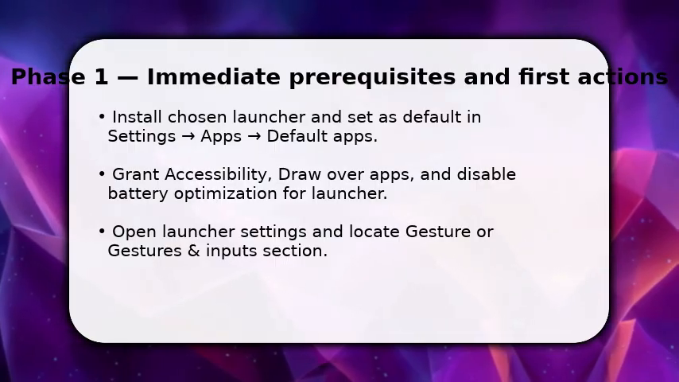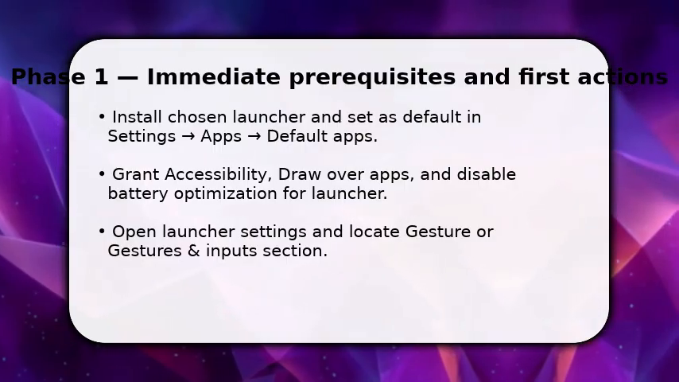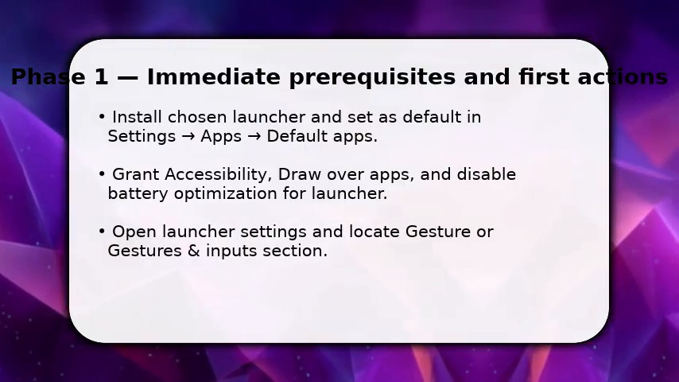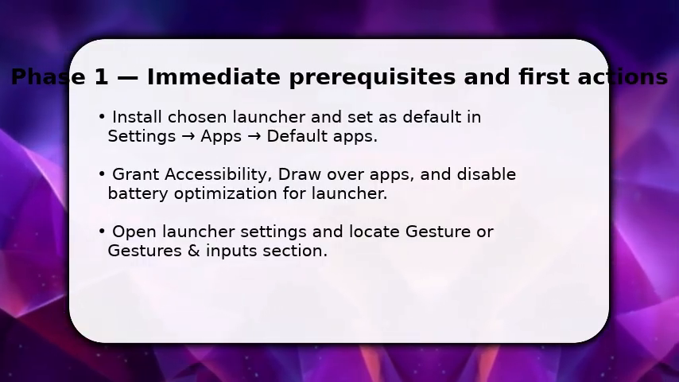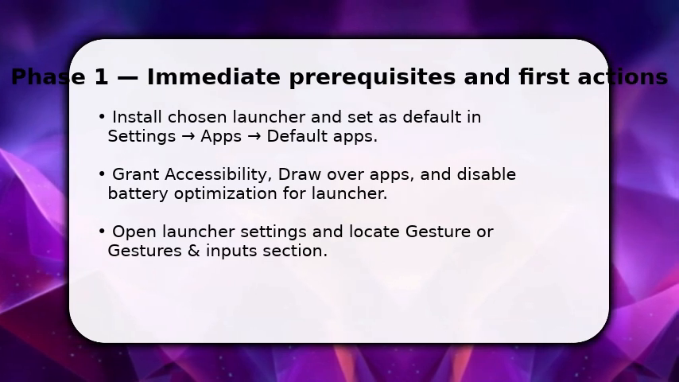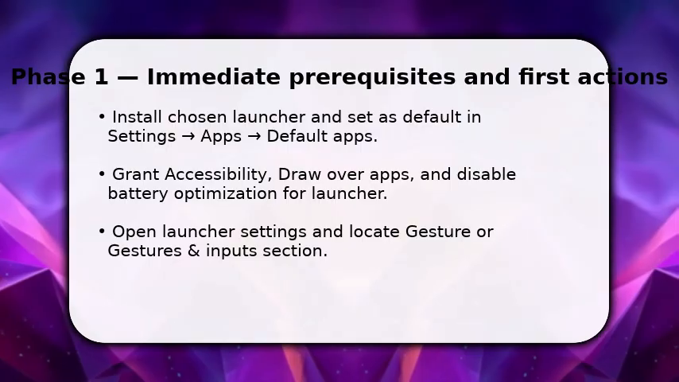Next, open the launcher's gesture settings. You'll see categories like swipe, double tap, edge, and long press. Begin with one simple mapping, for example swipe up to home, to confirm the system honors your launcher, before mapping multiple custom gestures.